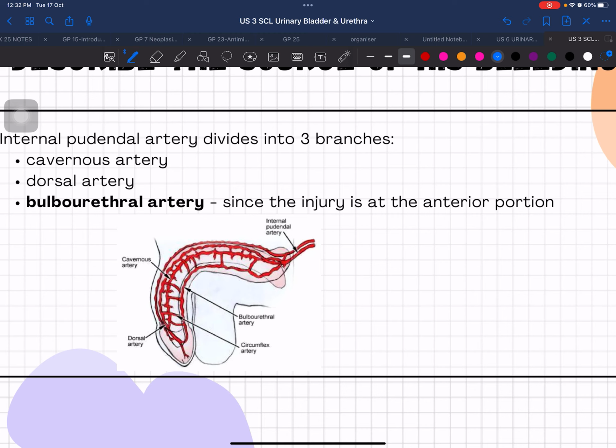So this bulbourethral artery is actually a branch from the internal pudendal artery from here.